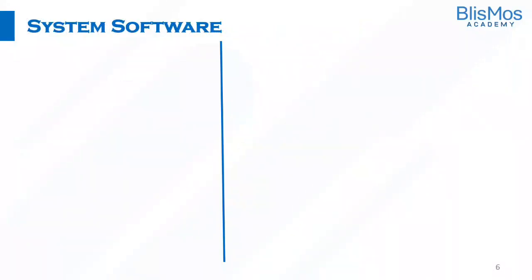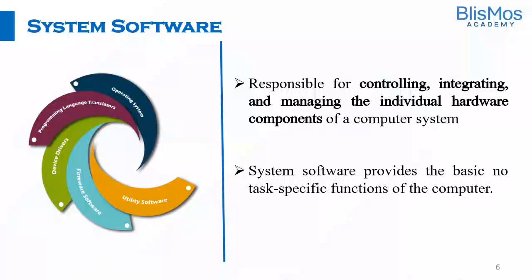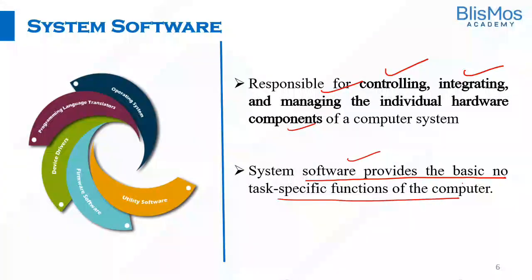What is system software, by the way? System software is responsible for controlling, integrating, and managing the individual hardware components. System software provides the basic task-specific functions of the computer so that other software and the users of the system see it as a whole functional unit without having to be concerned with the low-level details. Low-level details being transferring data to memory or rendering the text for a display.